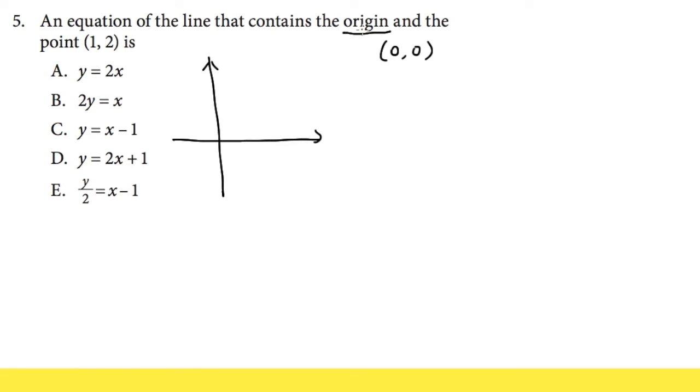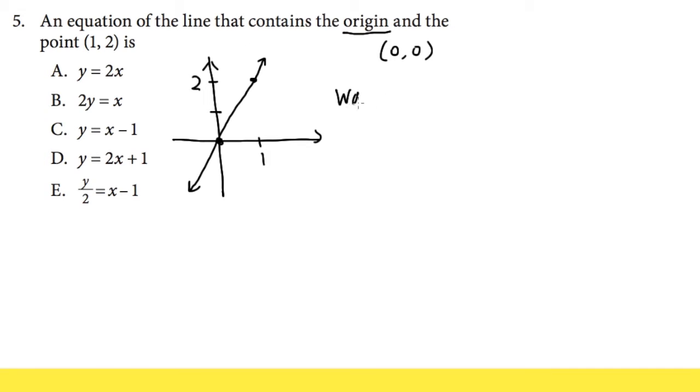So first, we need to have the origin (0, 0). Let me label that right here for the first point. And then the second point is (1, 2). So let me label this 1 for the x value, and then we have (1, 2) right here for the y value. Then we are going to connect the points with a line, and this is the line that we are talking about. And then we are going to find the equation of this line.